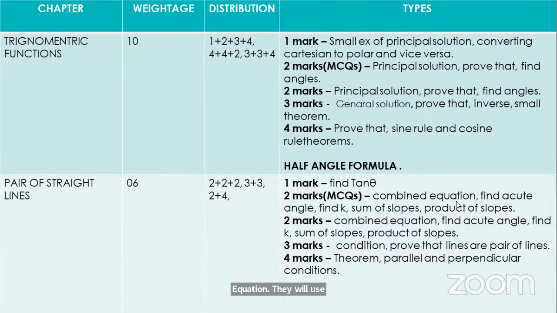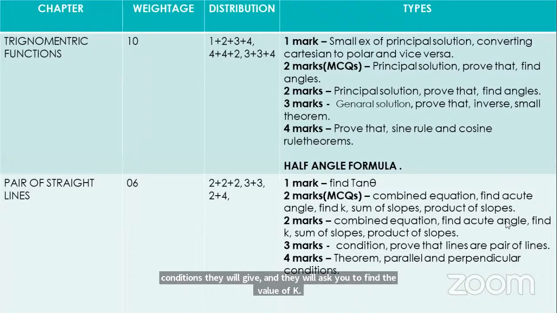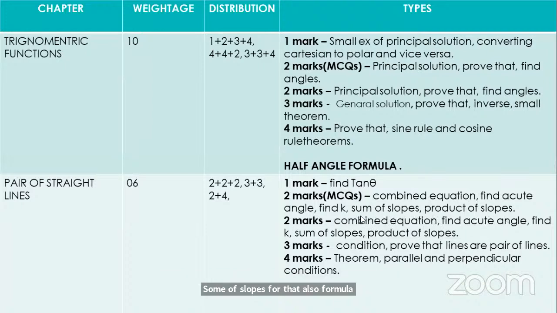So only multiplying both the equations gives the combined equation. Or sometimes they will give the acute angle. Again, for angle finding the cos theta formula is also there, so using that also you may find the angle. Or sometimes they will give the equations and conditions and ask you to find the value of k. For sum of slopes and product of slopes, formulas are also there. All these things will be asked for 2 marks only.